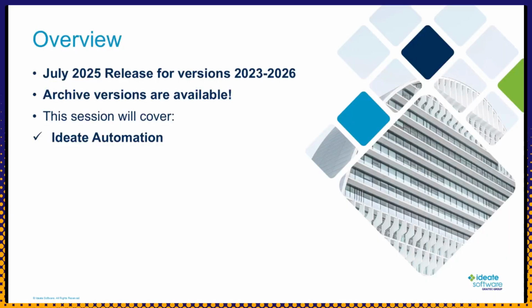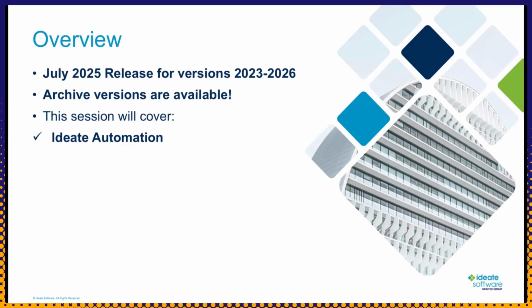Let's start with a quick update on version support. The July 2025 release of Ideate Automation now supports Revit versions 2023 through to 2026, ensuring compatibility with the latest Revit version. If you're using an earlier version of Revit, no worries, we've got you covered. Archived versions of our tools are still available. Just head over to our archive page to access and enable these legacy versions. In this session, we'll focus on what's new in Ideate Automation, the latest features, enhancements, and improvements designed to help you work smarter and faster.